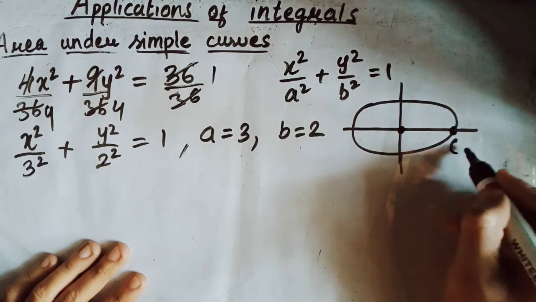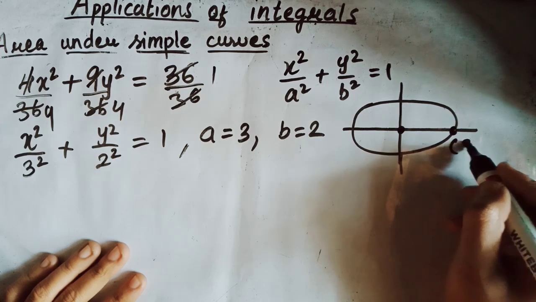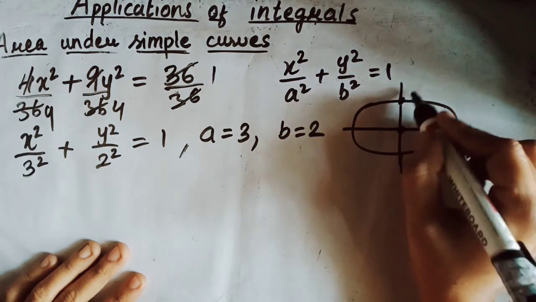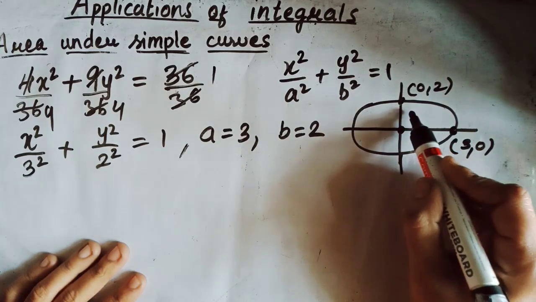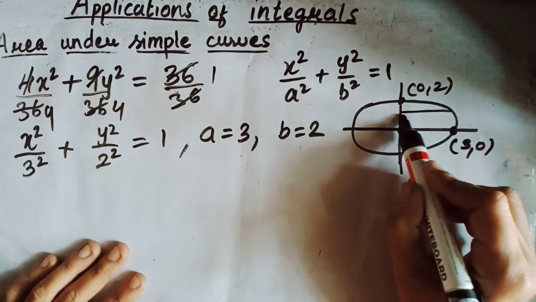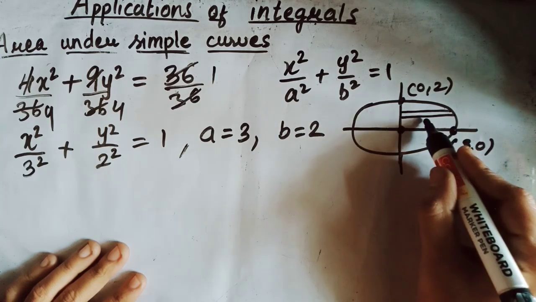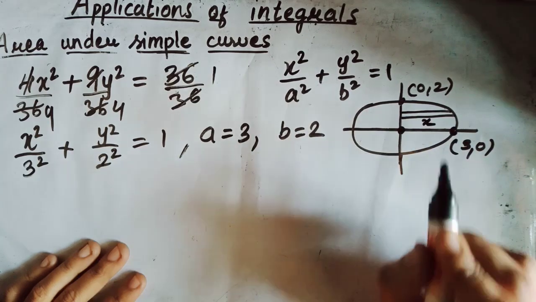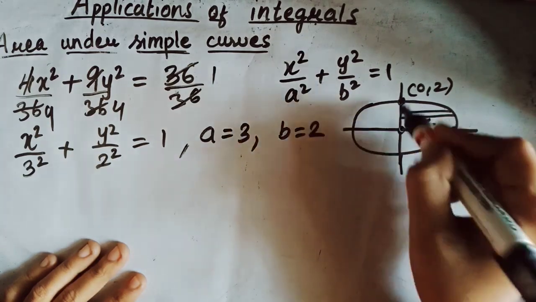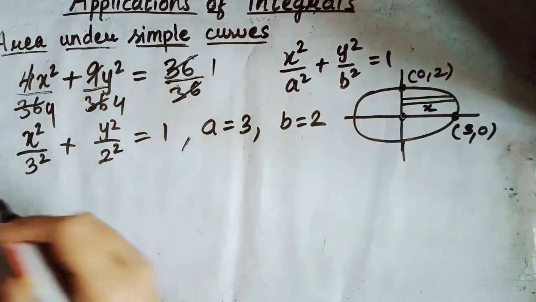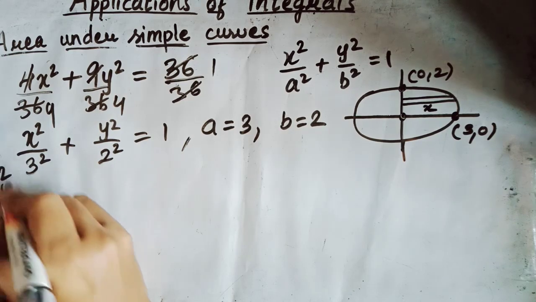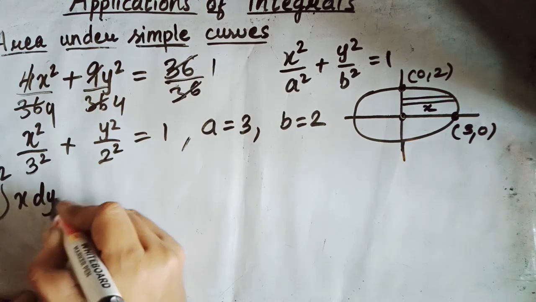So this point is (3, 0) and this point is (0, 2). Okay, let's take the other way. This strip is your x and it is changing with respect to y, so the y limits you have to take are 0 to b, that is 0 to 2, x dy.